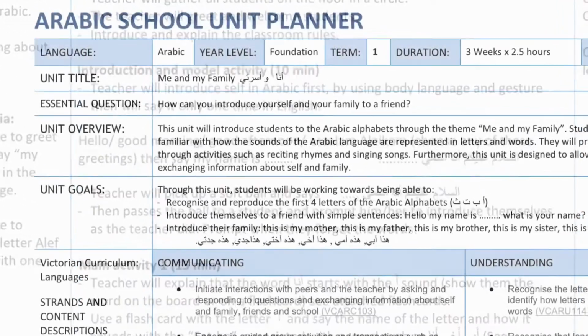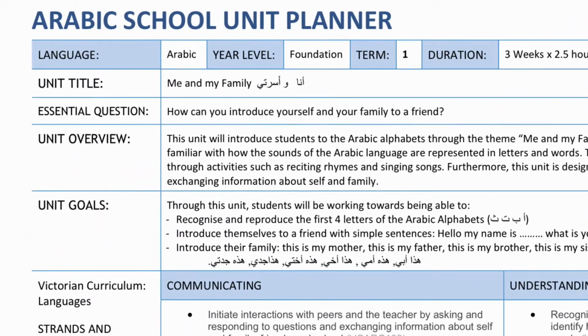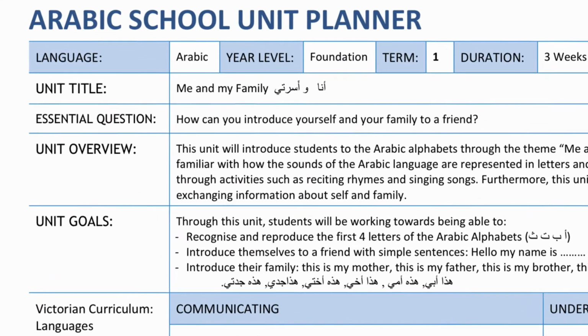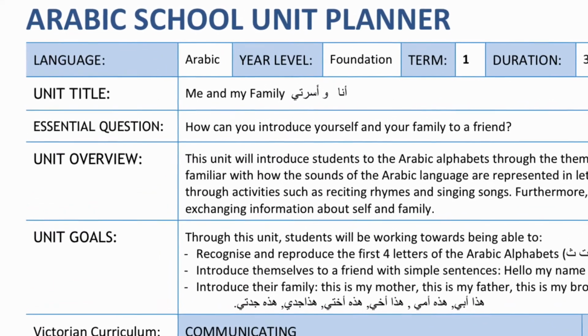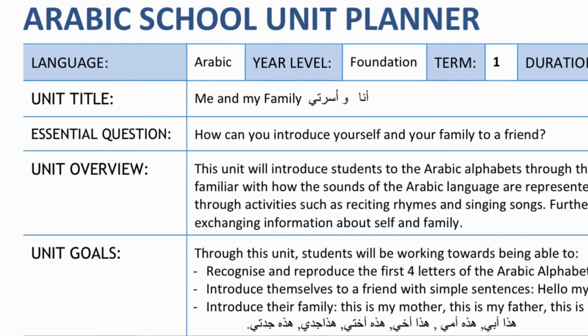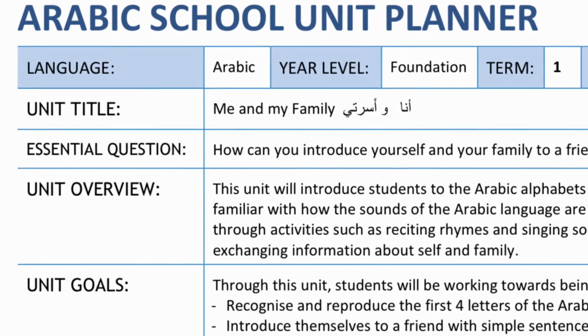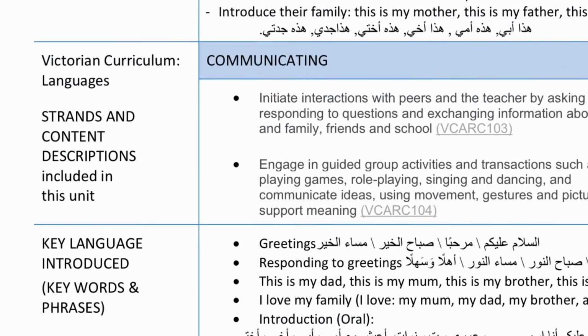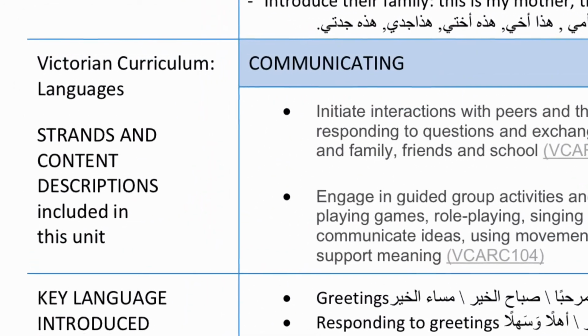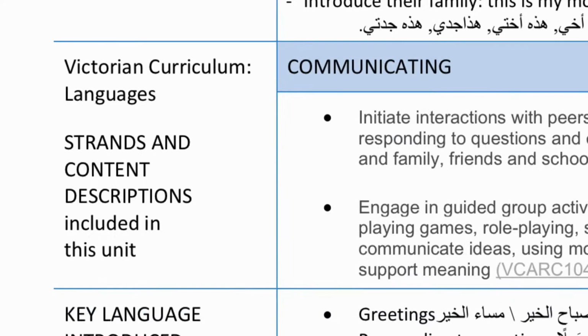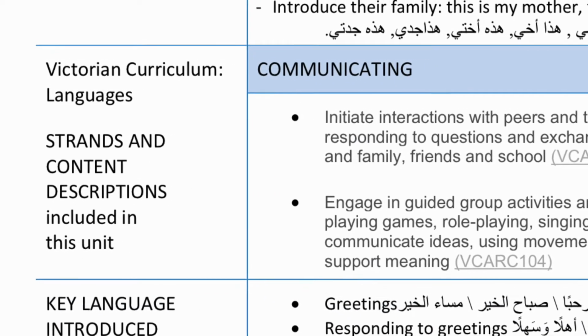The unit of work must have a clear title, essential questions, an overview, and goals. It is meant to help the teacher when they are planning and delivering. Importantly, the unit of work should refer back to the Victorian curriculum in its content descriptions and achievement standards.